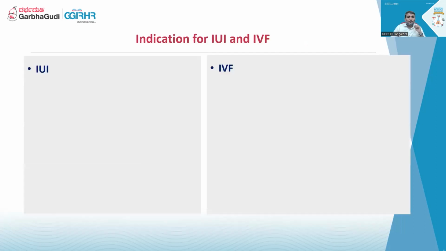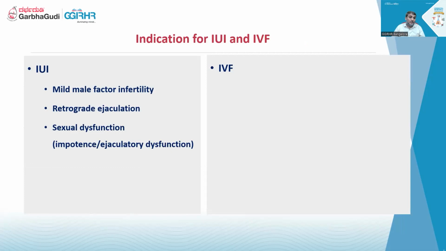Now, indications for IUI and IVF. For IUI: mild male factor, retrograde ejaculation, sexual dysfunction like impotence and ejaculatory dysfunction, and unexplained infertility. So these are the reasons for IUI. You can try up to 4 to 5 cycles of IUI.